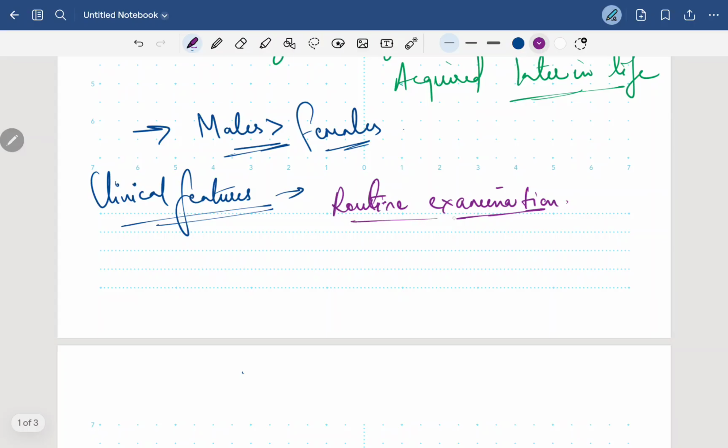And the patient is unaware because he doesn't have any symptoms, so he doesn't know that these pits are present there. Now it can be unilateral or bilateral, means it can be present on one side, or bilateral means on both sides. Okay, so it can be unilateral as well as bilateral.